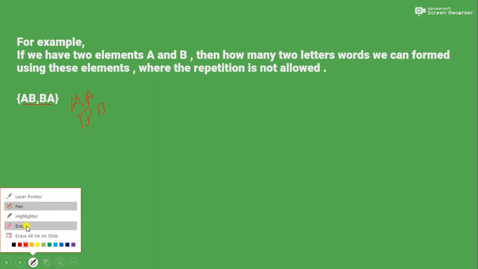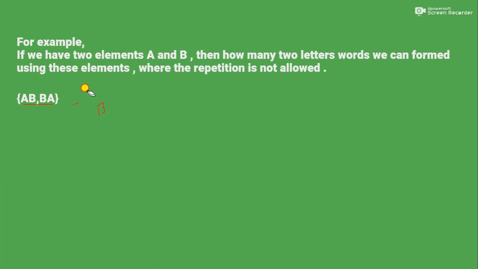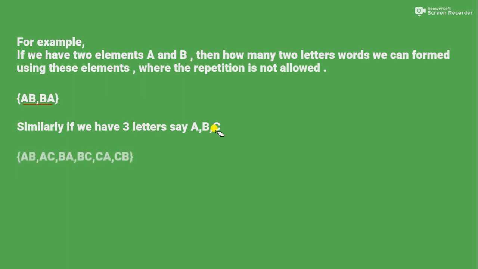Similarly, if we have three letters, say A, B, C, and the question is how many two-letter words we can form using A, B, C where repetition is not allowed, we can form AB, AC, BA, BC, CA, CB. These are the different arrangements.